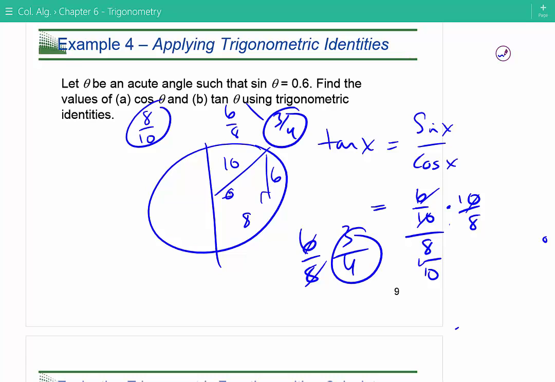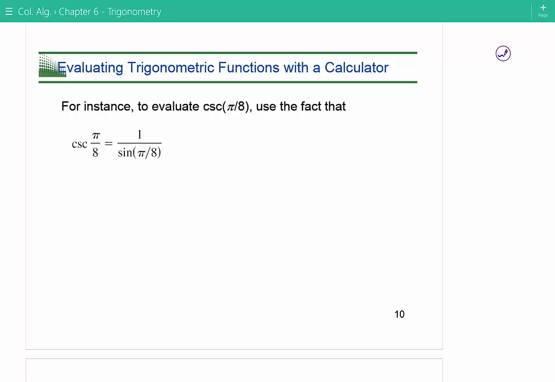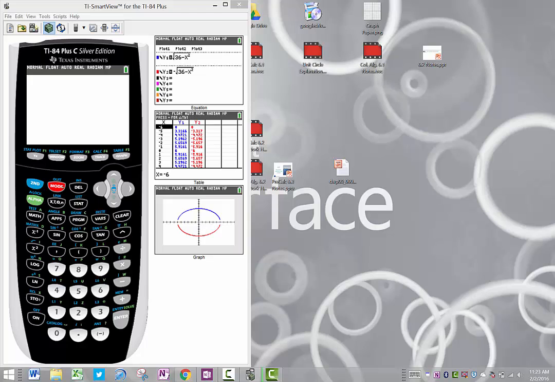Now the next one, cosecant of pi over 8, we're going to have to do 1 over sine of pi over 8, so we're going to have to do this in our calculator. First of all, make sure your calculator's in radian mode here, and then we're just going to do 1 divided by sine of pi over 8, and we can enter in pi over 8 just like this. Hit enter, and that's going to give us our answer, which is about 2.61-ish.